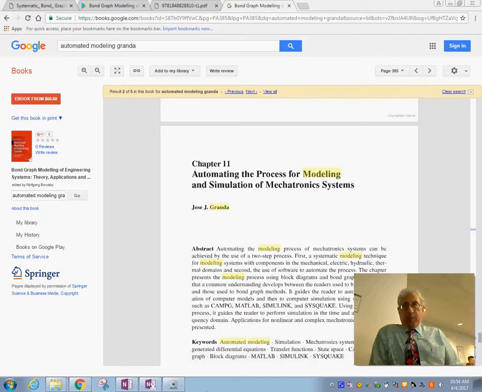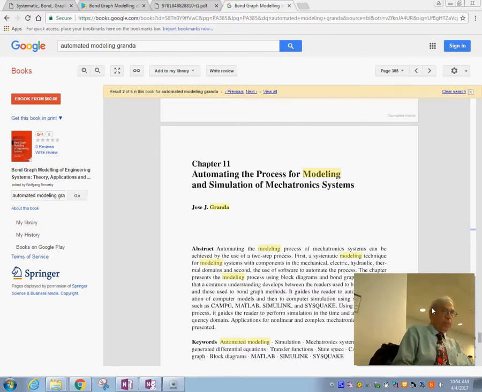Today we're going to see a summary of the steps that you need to model hydraulic systems. I want to call your attention to a chapter in a book that I wrote that explains this process step by step. So we are going to take a look at that.